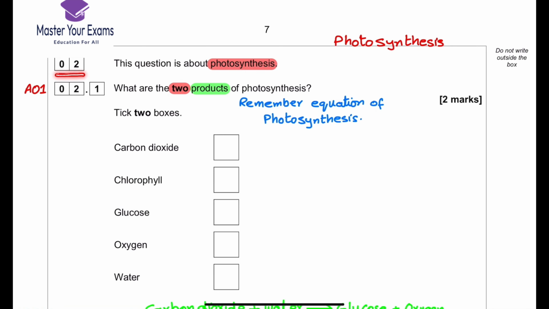The question number 2 is about photosynthesis. The student must have the knowledge about the topic of photosynthesis. The question part 2.1 is an AO1 question. So, what are the two products of photosynthesis? The student must have the concept about photosynthesis and the chemical equation of photosynthesis.